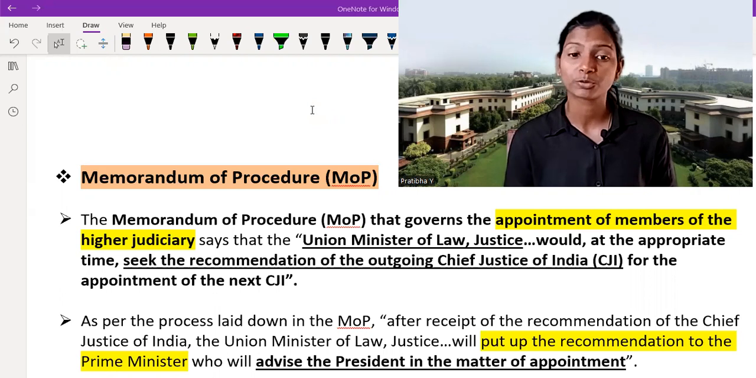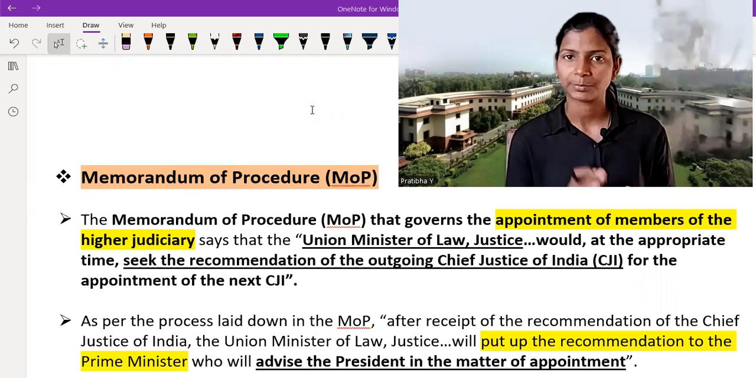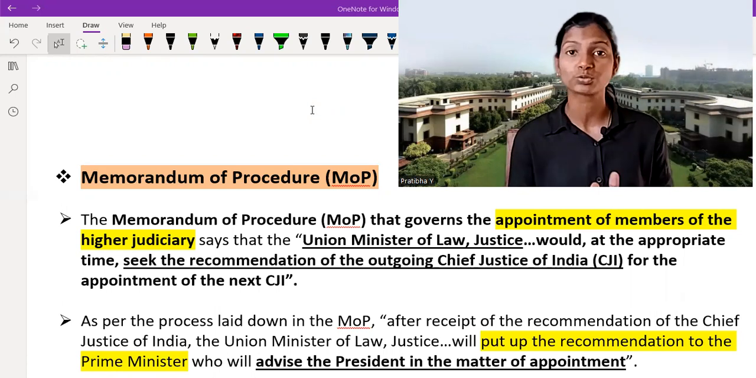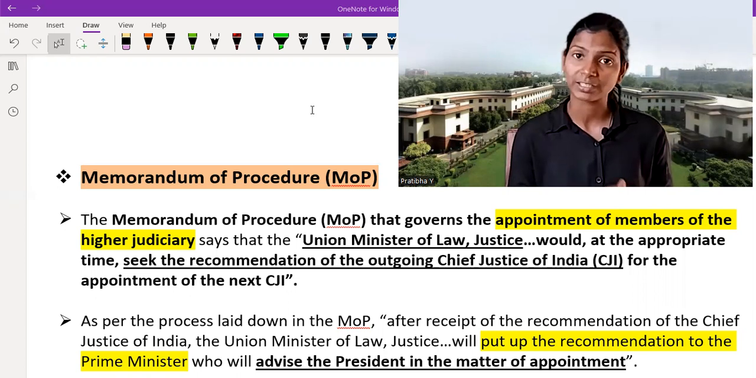Basically, Memorandum of Procedure is a judicial innovation to choose judges in the Supreme Court. I'm sorry, MOP is an understanding between the central government and the judiciary to choose judges of the Supreme Court. Initially, it was a collegium system, which is a judicial innovation through which they choose judges. So earlier it was the collegium system, now it is MOP.